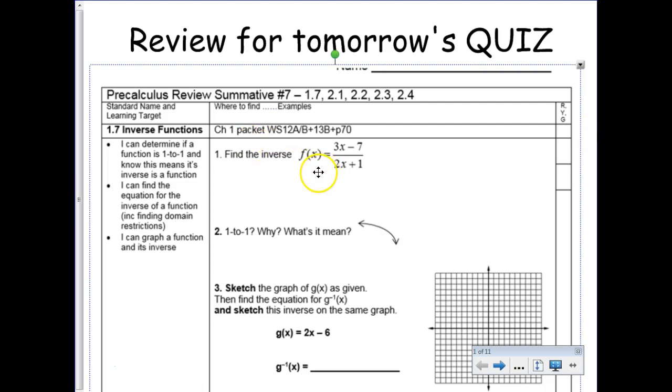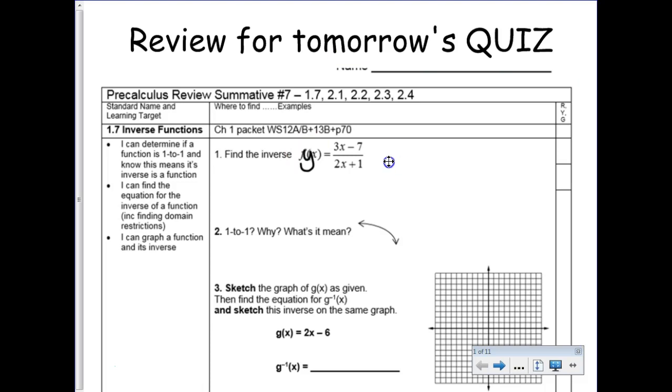Well, your first step is to switch the x and y. So remember, this is really a y. So when you switch the x and y, you end up with x equals 3y minus 7 over 2y plus 1. Now, clearly that is not in any sort of friendly notation. You need to solve for y, but the problem we're going to encounter is that there's multiple y's in the question. So you are going to cross multiply.